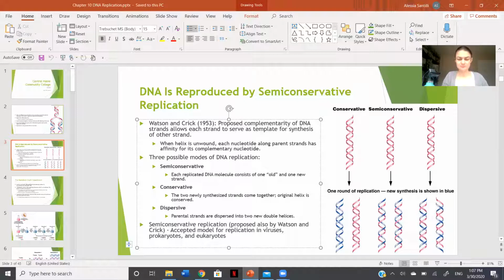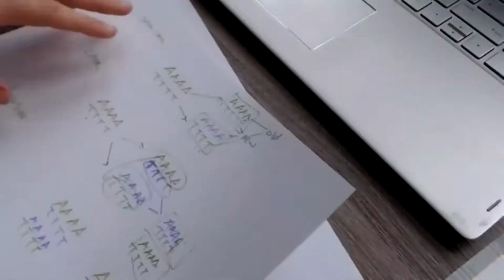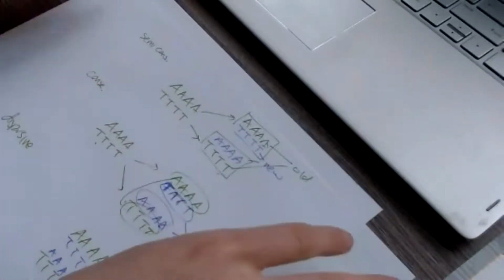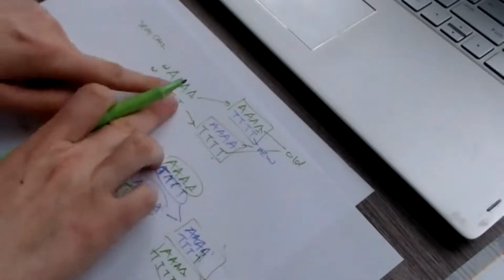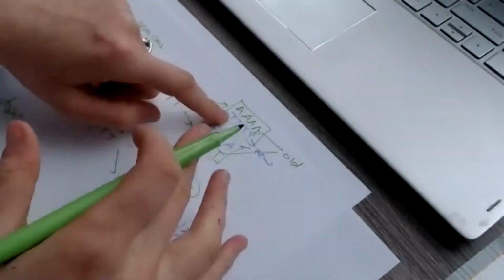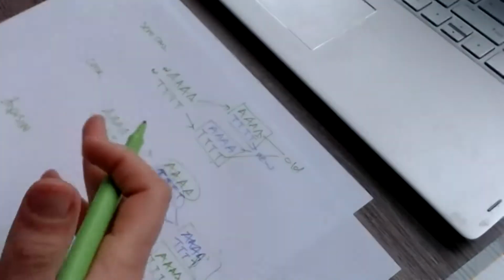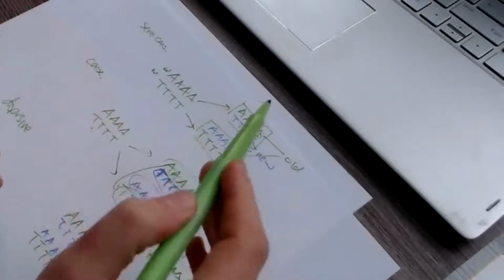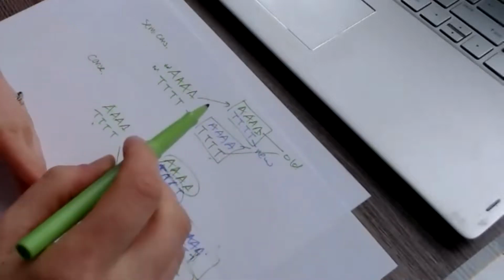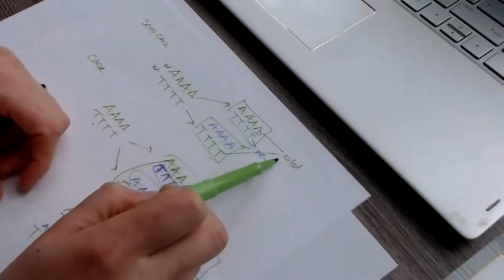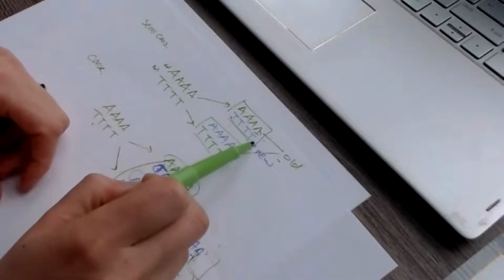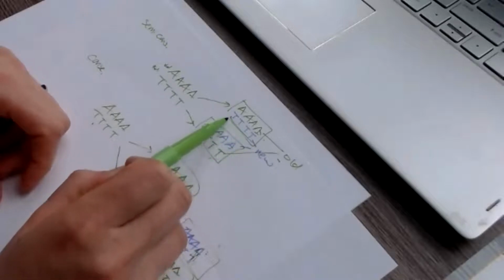So I'm going to change camera right here because I already drew it out. With the semi-conservative, if this is my original, so my original old strands, right? They would unwind, separate, and then each strand would act as a template for the enzymes necessary for DNA replication to read and add the correct complementary base. And so we'd have the old strand here, and then the new strand being made, which I've made in a different color, in purple.